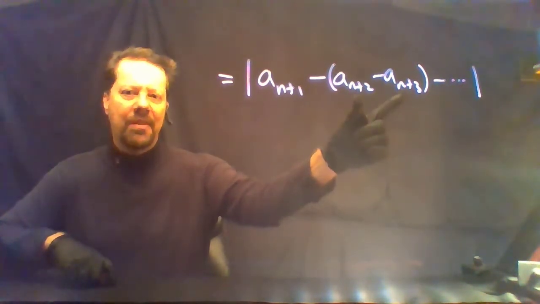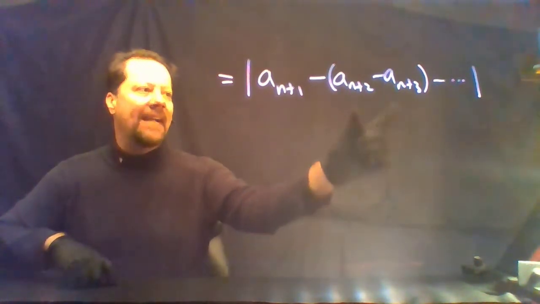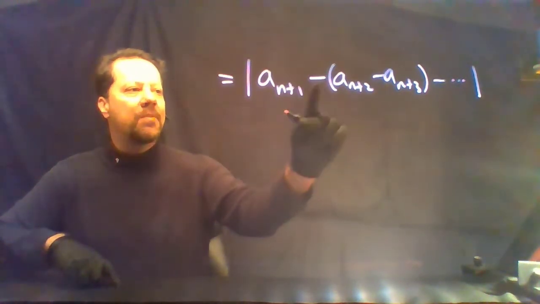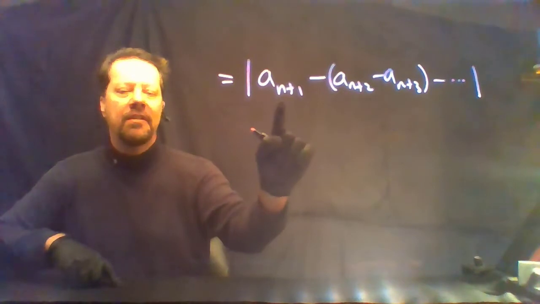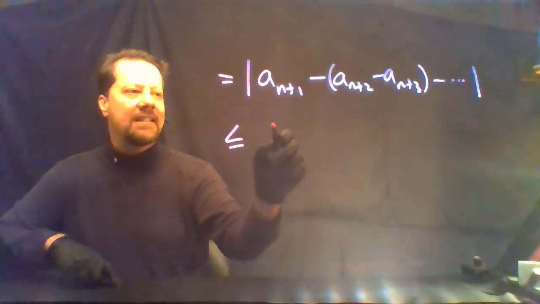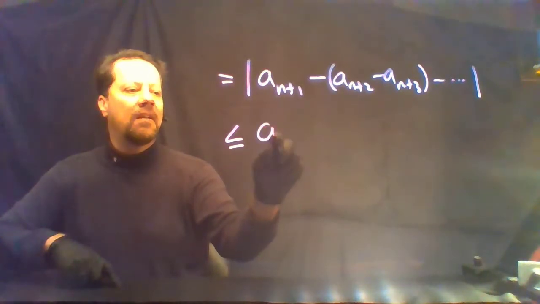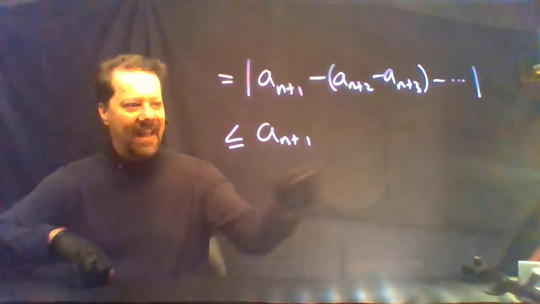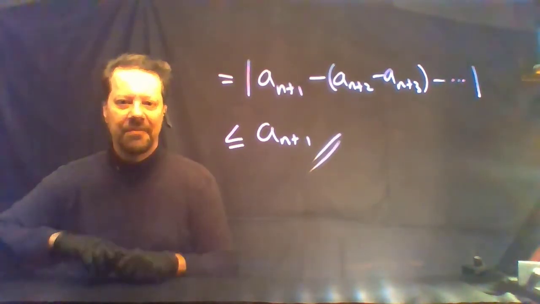Because we assume that the terms are getting smaller and smaller in magnitude, these differences will all be positive, and we're subtracting those positive values from this first term, which means that we're going to get something less than or equal to a sub n plus 1. And that is the end of the proof.